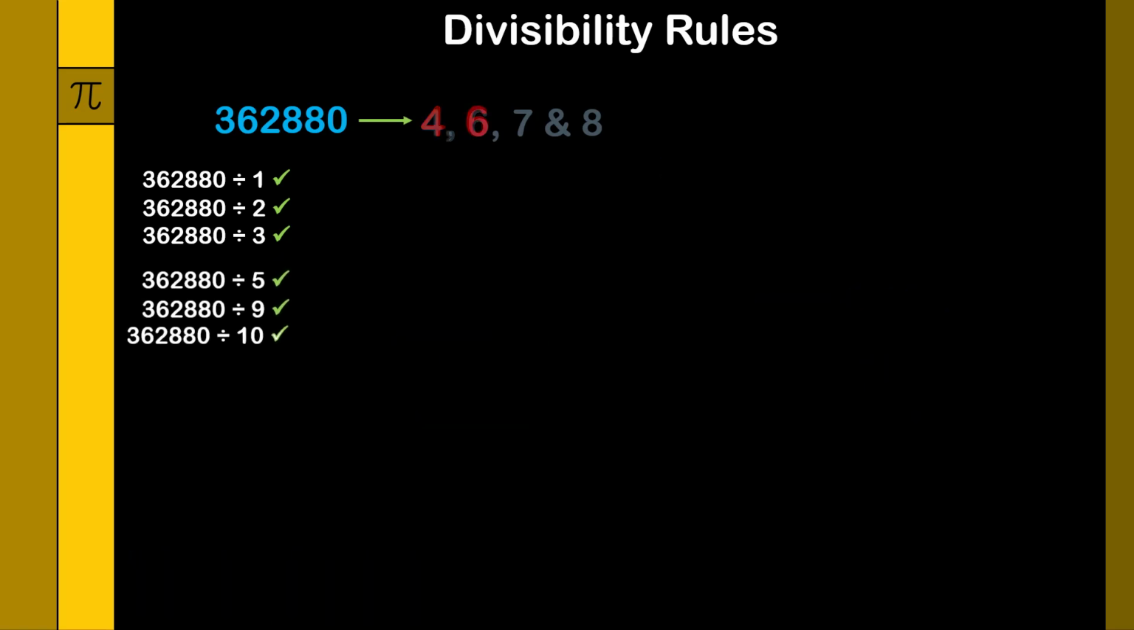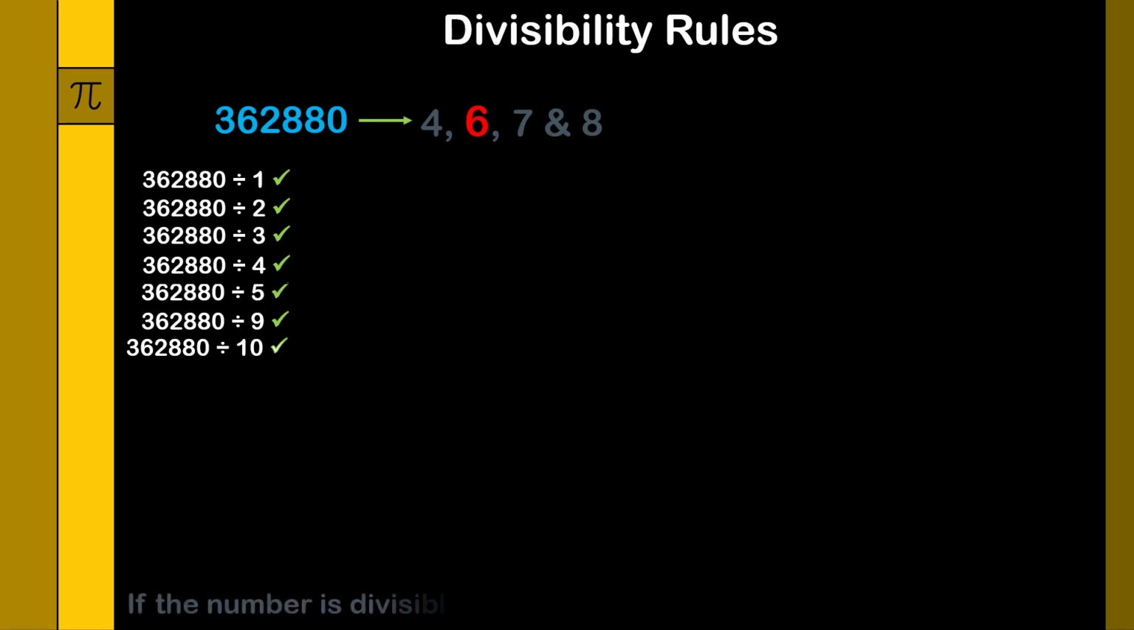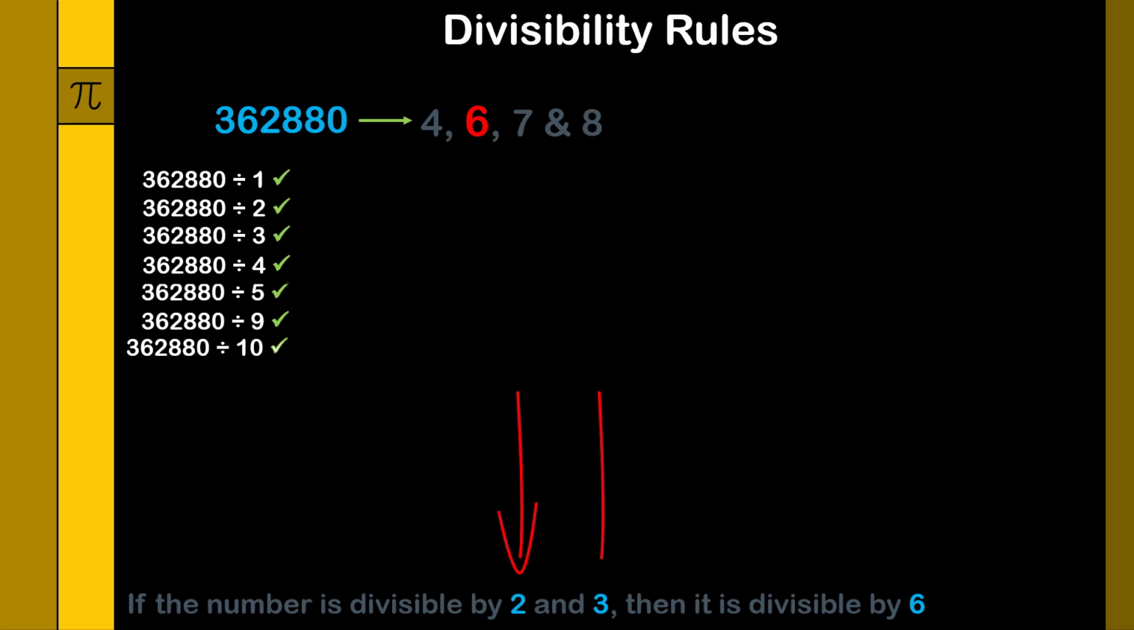Moving on. Next, we look at 6. The trick for 6 is also extremely easy. In fact, you already know that 362880 is divisible by 6. How? Well, the divisibility rule states that if a number is divisible by 2 and 3, then it is divisible by 6.